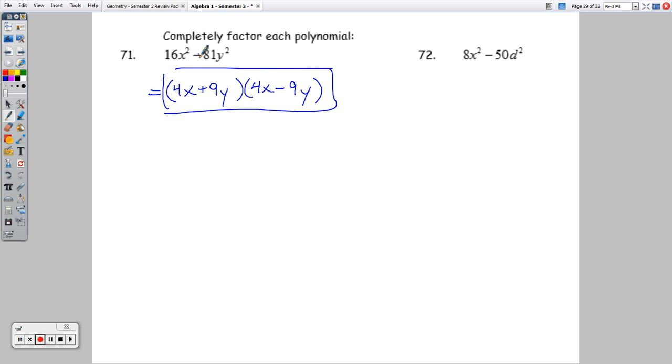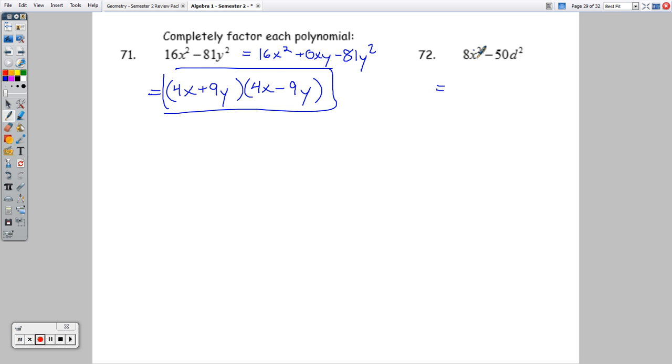The other way to think of that, you could think of this as 16x squared plus 0xy minus 81y squared, and then you could do this sort of thing where you have negative 81 times 16. That's going to get pretty messy pretty quick. So I think it's good to know that difference of squares shortcut. So it's square root here, square root there, put it there, put it there. One's plus, one's minus.